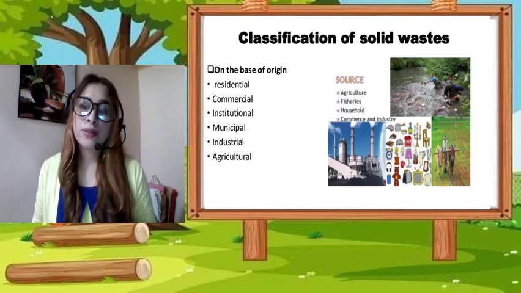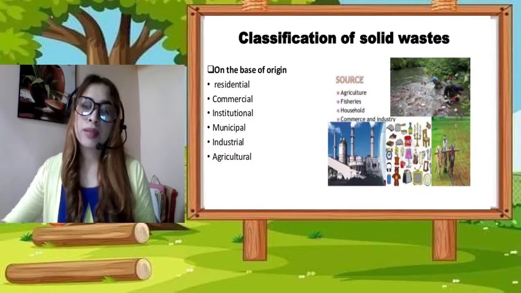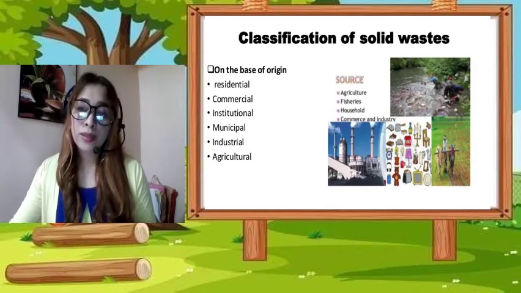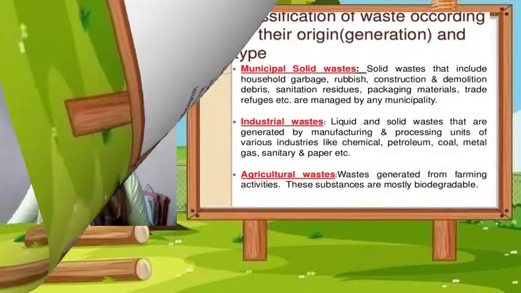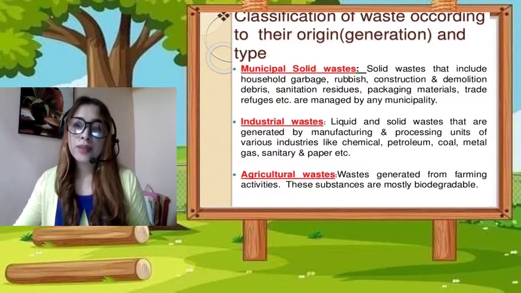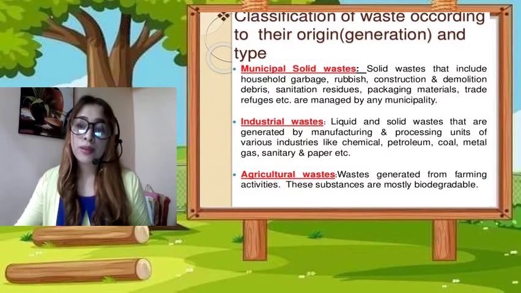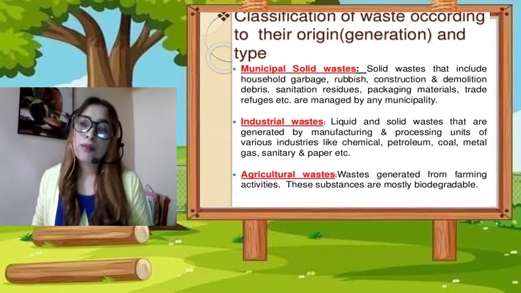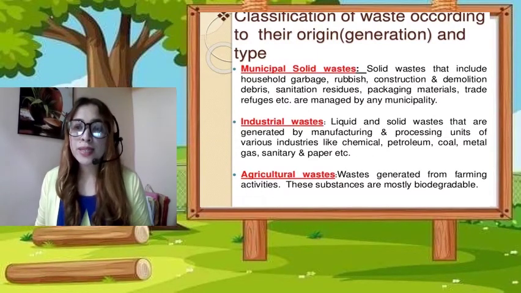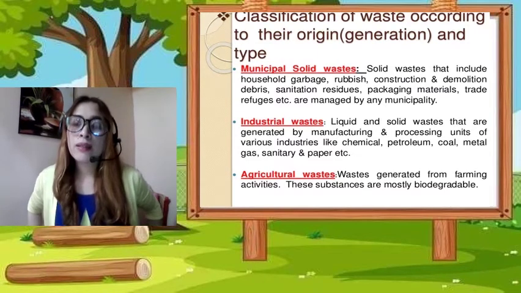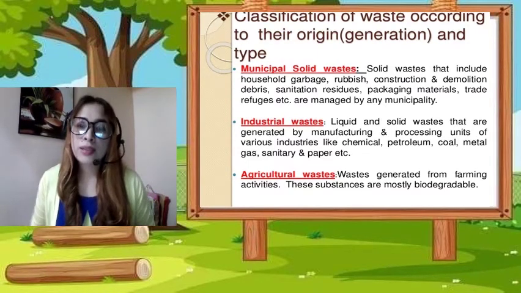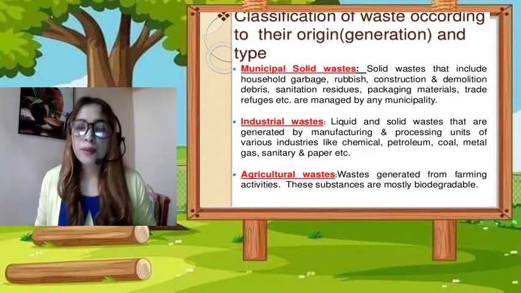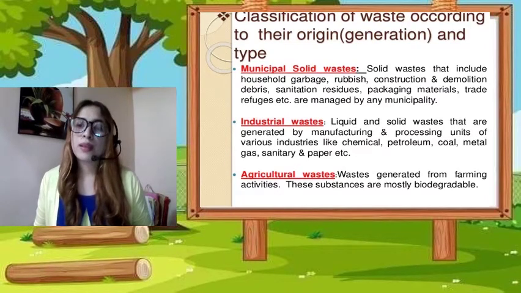The classification of solid waste are the following. We have the residential, commercial, institutional, municipal, industrial, and agricultural, as already mentioned a while ago. Now, classification of waste according to their origin, where they came from. There is waste coming from the municipal, so solid waste that is included in household garbage, construction and demolition debris, sanitation residue, packaging materials, and trade refuse managed by any municipality.